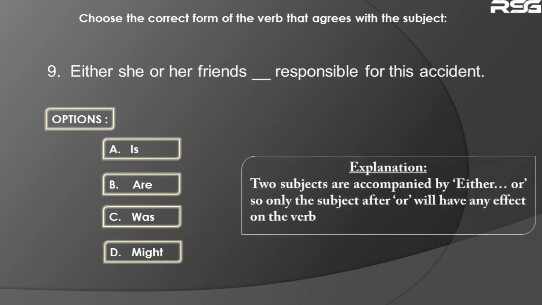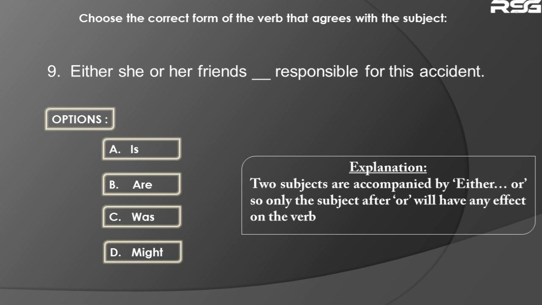So only the subject after "or" will have an effect on the verb. You understood? So when you pick the verb from the four options here, you'll have to consider only the second subject, and accordingly pick up the verb. As I said, there are two subjects: first is she and the second one is her friends. So the subject "her friends" affects the verb here.